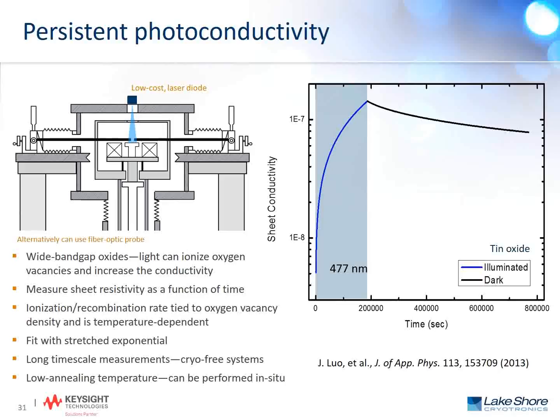Finally, because many of these oxides have low annealing temperatures, annealing stages as well as the changes in conductivity that come with annealing can be done in situ in a probe station. So this is a new application that we've been exploring here at Lakeshore, and we're really excited about some of the possibilities of using our probe stations for measuring persistent photoconductivity and a number of these emerging wide bandgap materials.